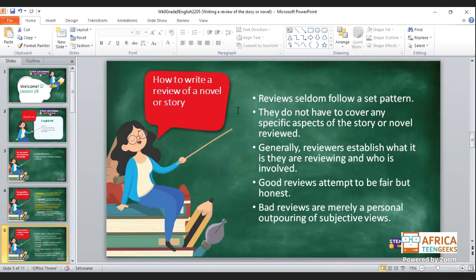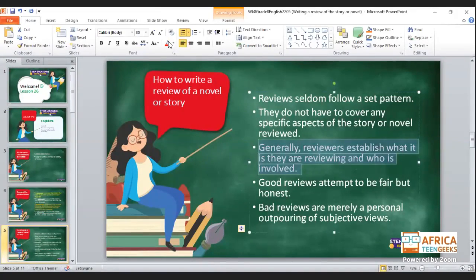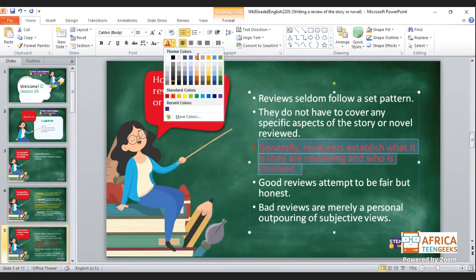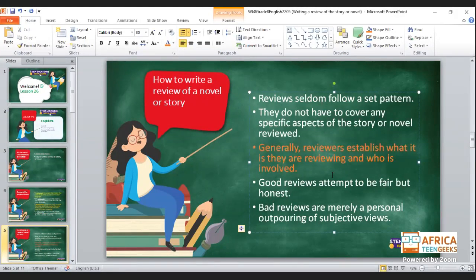Okay. So generally, reviewers establish what it is they are reviewing and who is involved. So this is a very important step. Let me just highlight it in red. Okay. So remember that, okay, this is blinding. Let's use a different shade. Right. So generally, reviewers establish what it is they are reviewing and who is involved.